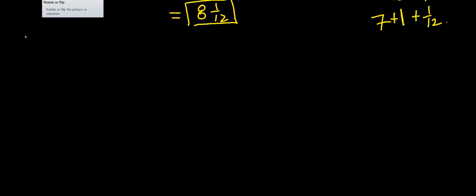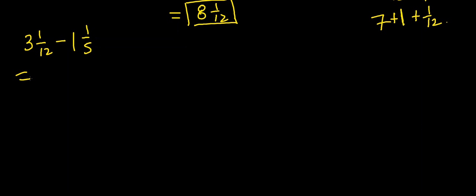Let's say we had 3 and 1 over 2 minus 1 and 1 over 5. The same rules apply to subtraction as addition, so we do the same thing. First of all, we subtract the whole numbers. 3 minus 1 is 2. And then we move on to the fractions, 1 over 12 minus 1 over 5.